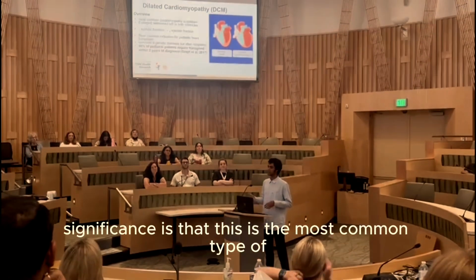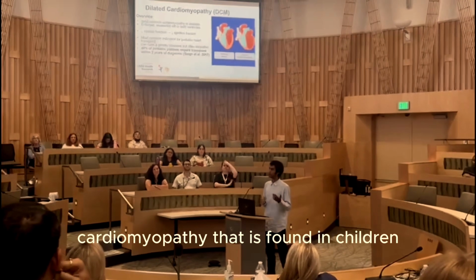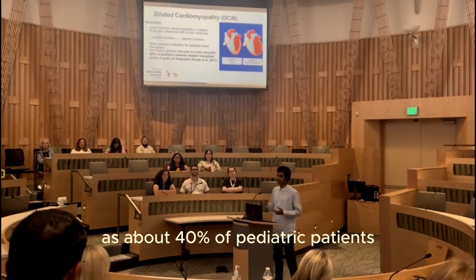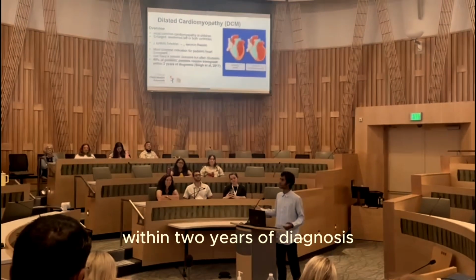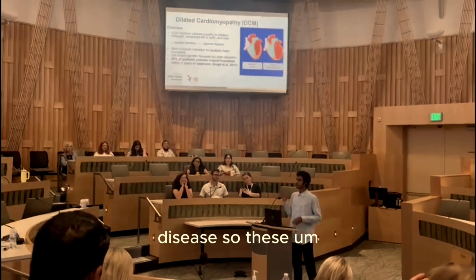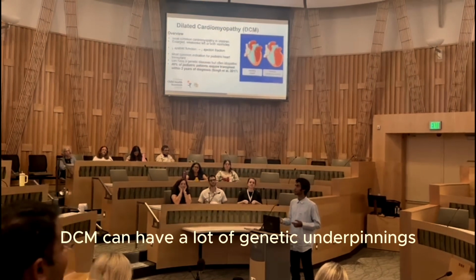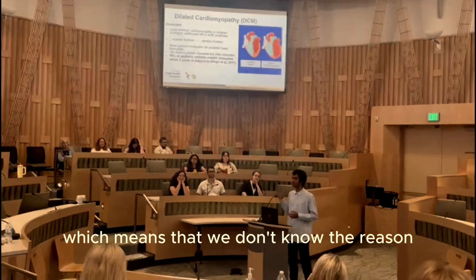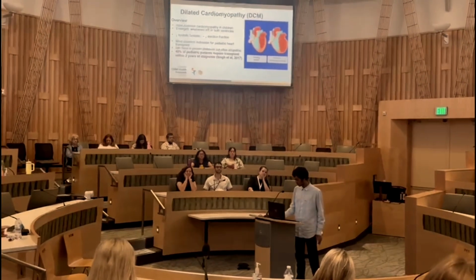So what is the significance of this disease? The primary significance is that this is the most common type of cardiomyopathy found in children, as about 40% of pediatric patients that are diagnosed with DCM require transplant within 2 years of diagnosis. So what are the causes of this disease? DCM can have a lot of genetic underpinnings, but oftentimes the cause is idiopathic, which means that we don't know what is causing this disease.